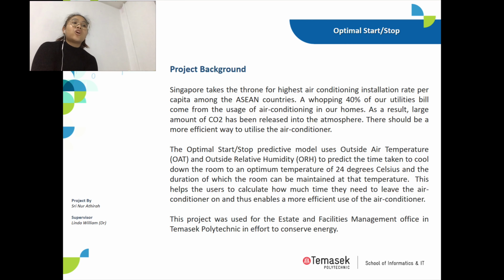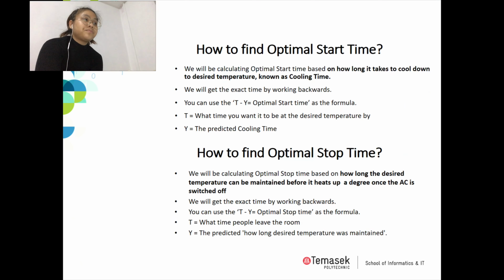So hence, I created the optimal start-stop predictive model, which uses variables such as outside air temperature and outside relative humidity to predict the time taken to cool down the room to an optimal temperature of 24 degrees Celsius, and the duration for which the room can be maintained at that temperature. This allows the users to calculate how much time they need to leave the air conditioner on, hence enabling a more efficient use of the air conditioning. This project was used specifically for the Assets and Facilities Management Office in Temasek Polytechnic in an effort to conserve energy.